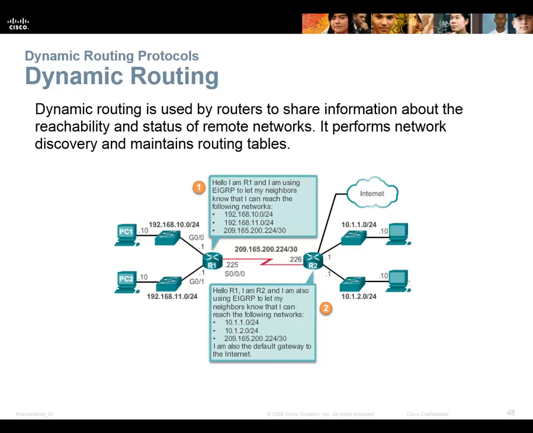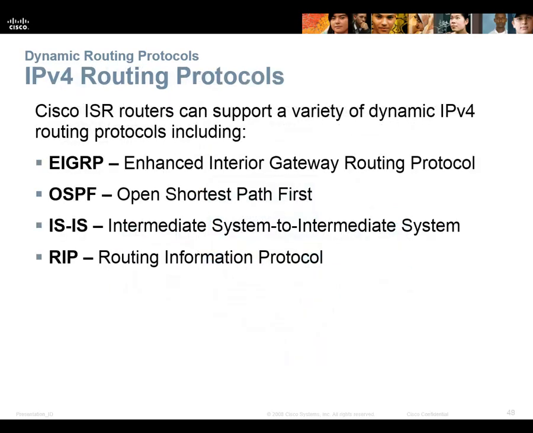So dynamic routing is used by routers to share information about the reachability of remote networks. It performs remote discovery and maintains routing tables. I'm a much bigger fan of dynamic than I am of static, because as your network topology changes, it will update it for you. This is really important if you're working for an ISP, because you may be dealing with routers you have no control over.